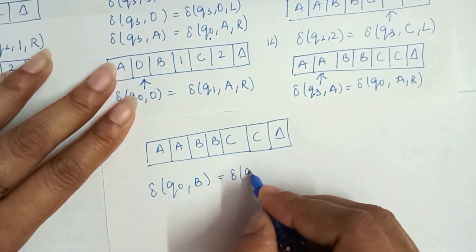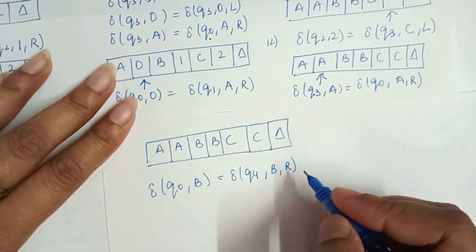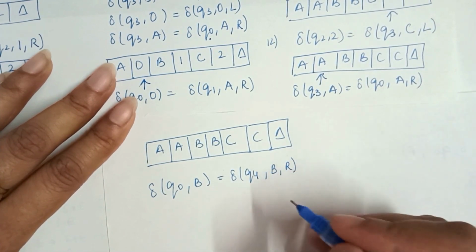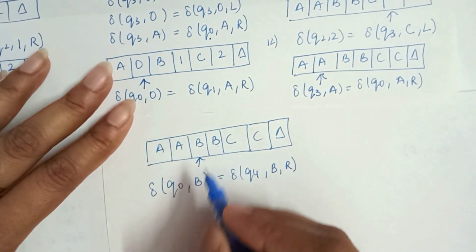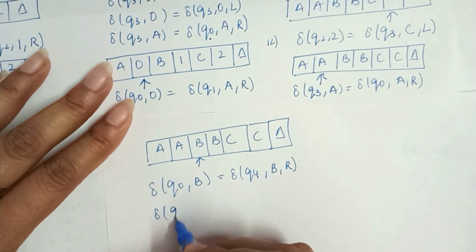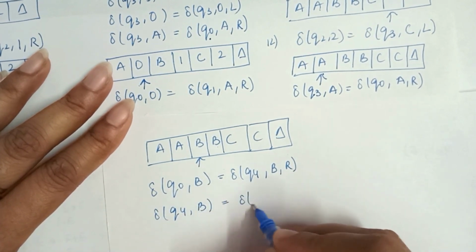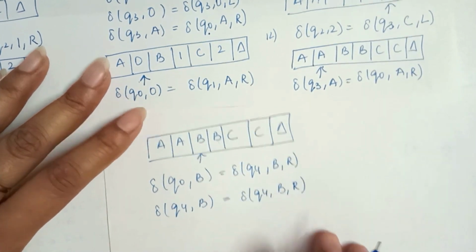So it will move to the next state Q4, B remains as it is, and we move to the right. So we go to the state Q4, the symbol will not change, and we move to the right. Then we read this B. So this will become Q4, B, and it will remain in the same state Q4, and we move to the right.